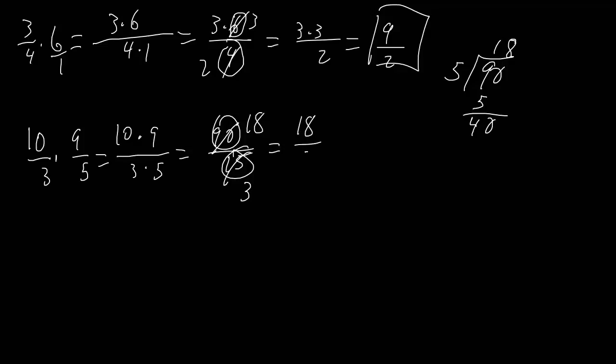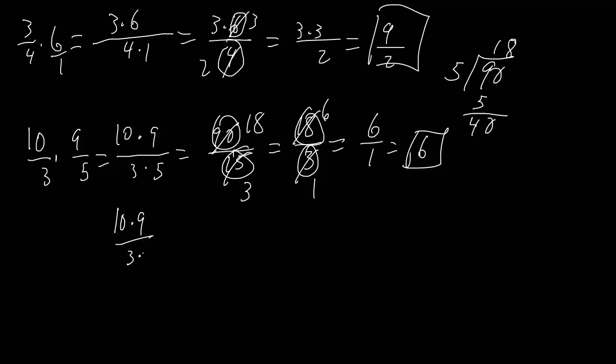So 18 over 3. Well, that can be reduced again because 18 is a multiple of 3. So 3 will go into 3 one time, and 3 will go into 18 6 times. So we're left with 6. Well, actually, we're left with 6 over 1. And if you remember earlier, any number that has a 1 under it, we can just drop the 1. So the answer is 6. Okay, so now let's go back to the original problem, which was 10 times 9 over 3 times 5.